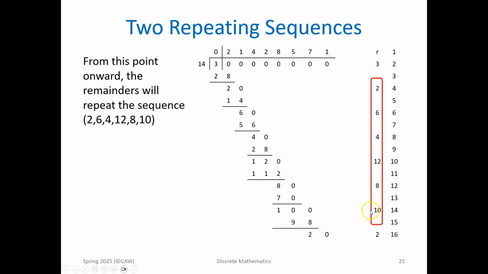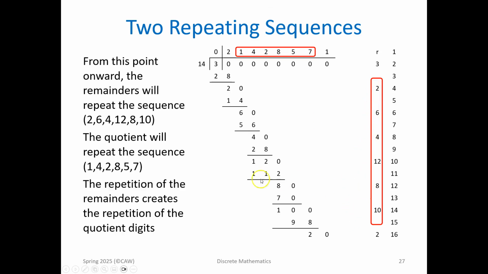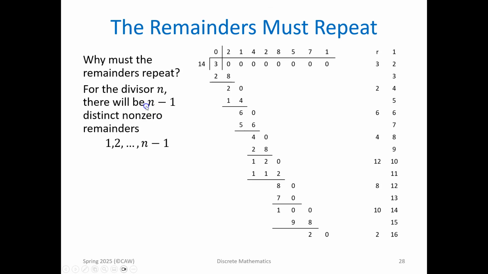It was that repetition of that remainder that started the repetition up here. So the quotient will repeat the sequence 142857, as I mentioned before, and that'll go on forever. But it's the remainders that are causing that. So the repetition of the remainders creates the repetition of the quotient digits. So the remainders are important in figuring out what the length is going to be of this repeating quotient sequence. So let's ask ourselves, why must the remainders repeat?